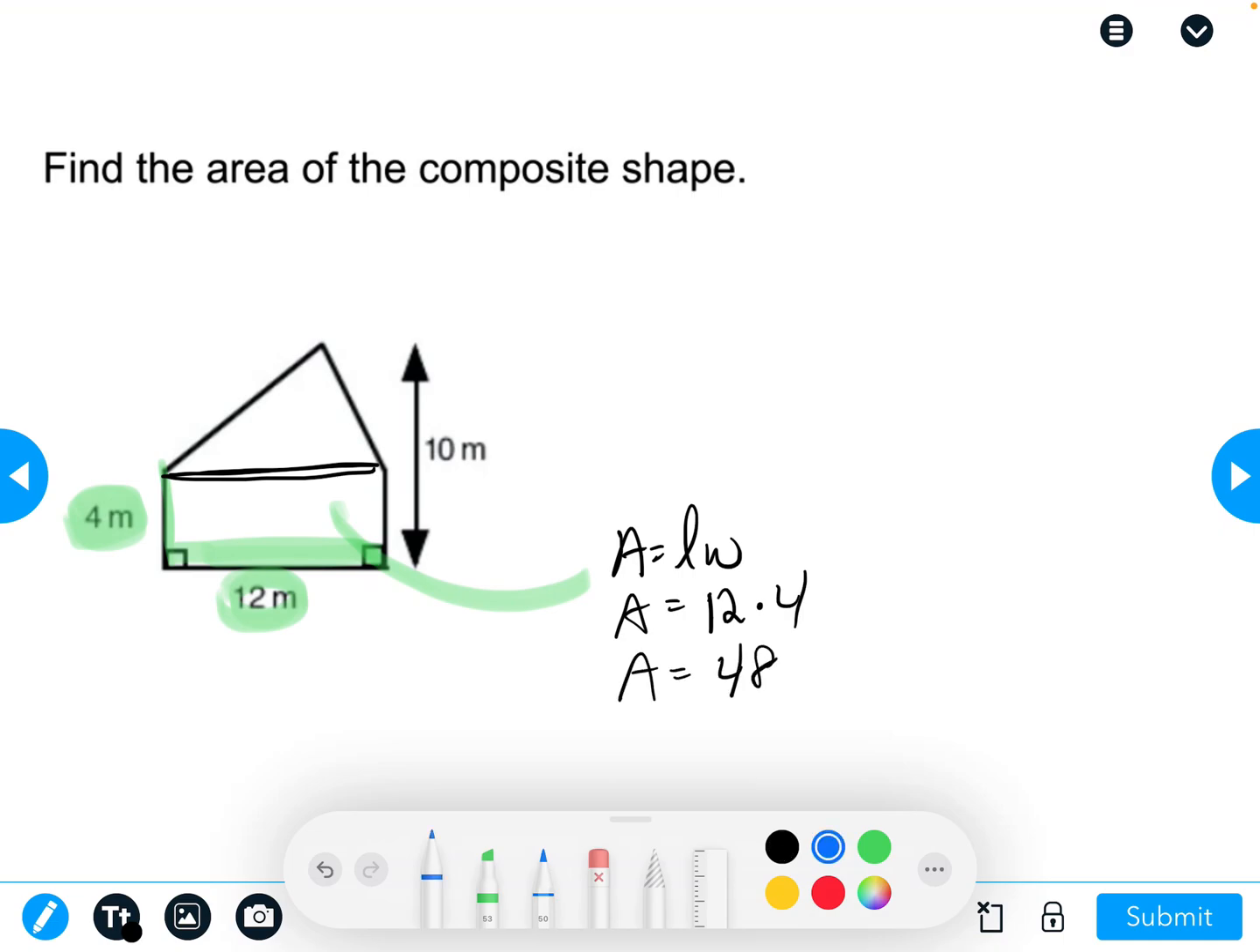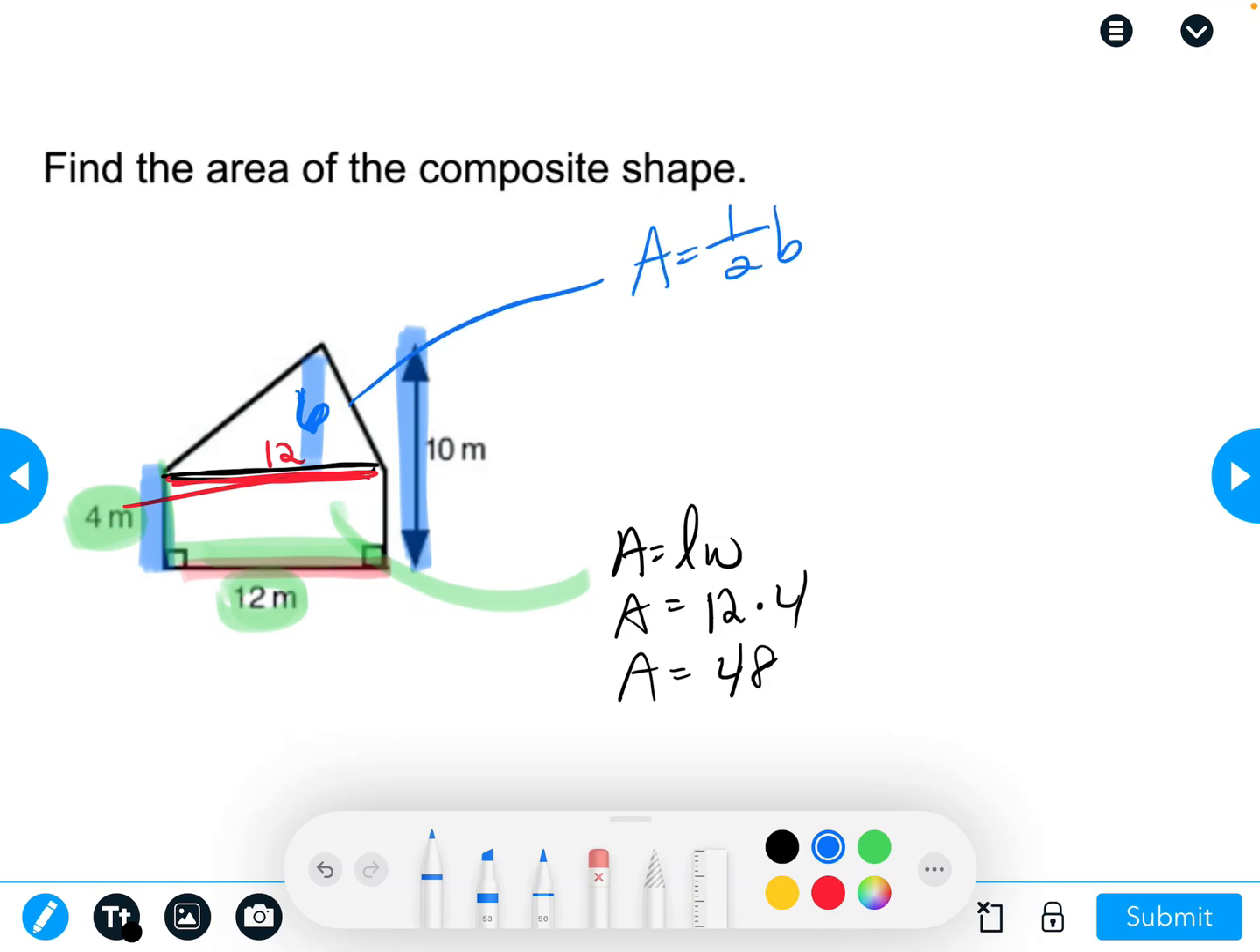And now we need the triangle. So for the triangle, the base of the triangle here is the same as the base of the rectangle. So we know that's 12. The height's going to take a little bit of calculation. So let's take a look maybe at what the height's going to be. If the entire house is 10 and this part is 4, to get this height, we're going to subtract. So 10 minus 4 gives us a height of 6.